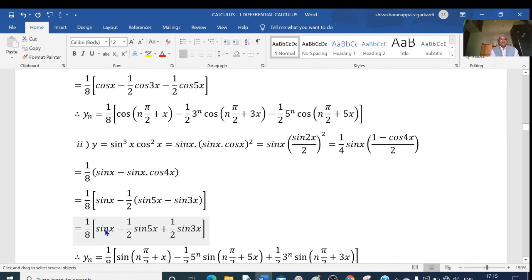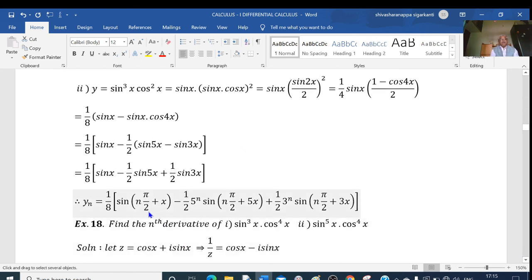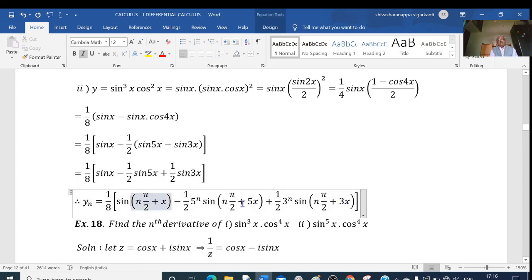Now we can find the nth derivative of these. So y n equals 1 by 8 into nth derivative of sin x, which is sin of n pi by 2 plus x, minus 1 by 2 into nth derivative of this is 5 to the power of n into sin of n pi by 2 plus 5x, plus 1 by 2 into nth derivative of this is given by 3 power of n sin of n pi by 2 plus 3x. So this is our y n.